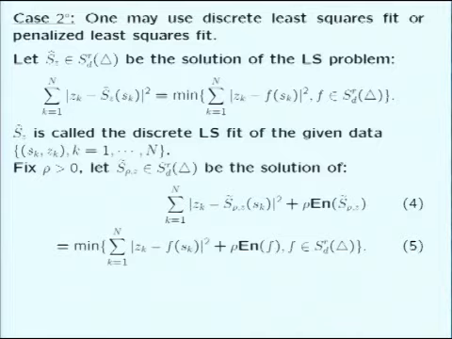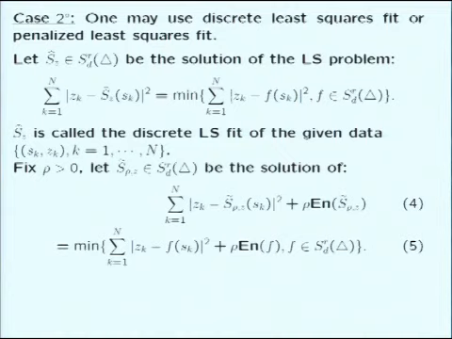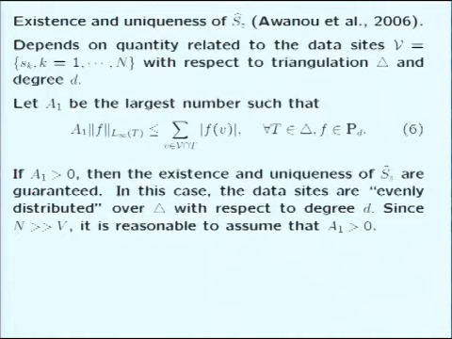Case 2, when you have many more data points than vertices in the triangulation, we may use least square fit, okay, or penalized. So here you want to minimize the sum of squares of the differences between the observations and the value of the function at that point. And you can also introduce a penalty. Actually, penalty in practice seemingly works better. Again, it has been recently proved that this exists and it's unique.